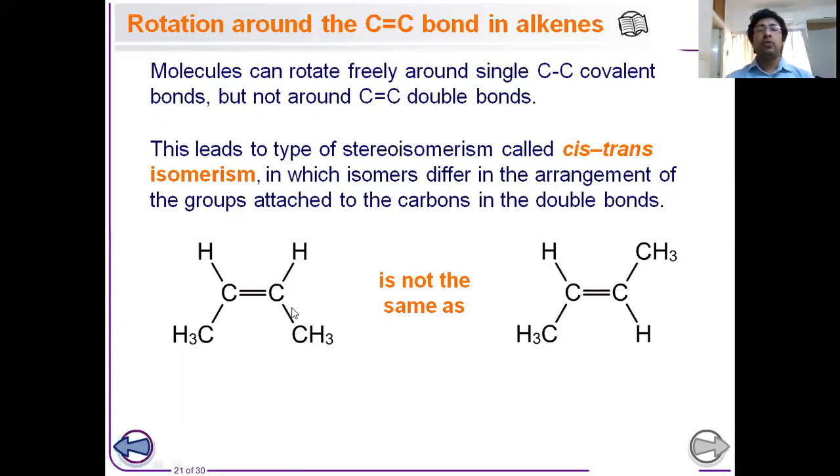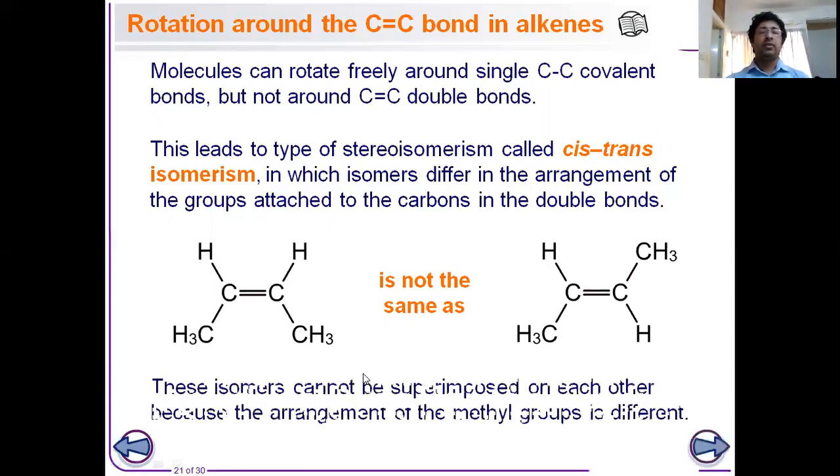So these two are called geometric isomers or cis-trans isomers. If the same atoms or species are present on the same side, then that is called cis. And if they are present on the opposite side, that is called trans. And these two molecules won't be superimposed.